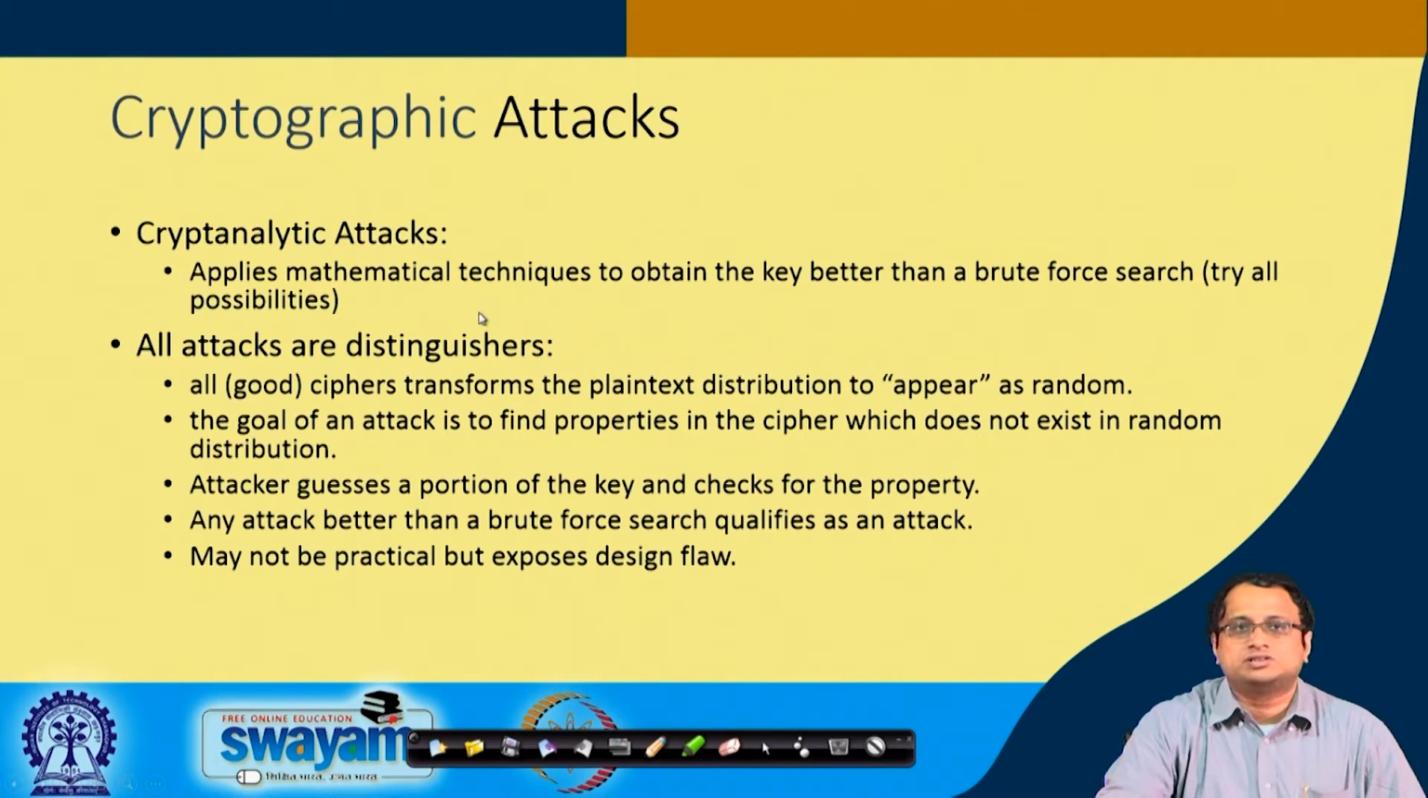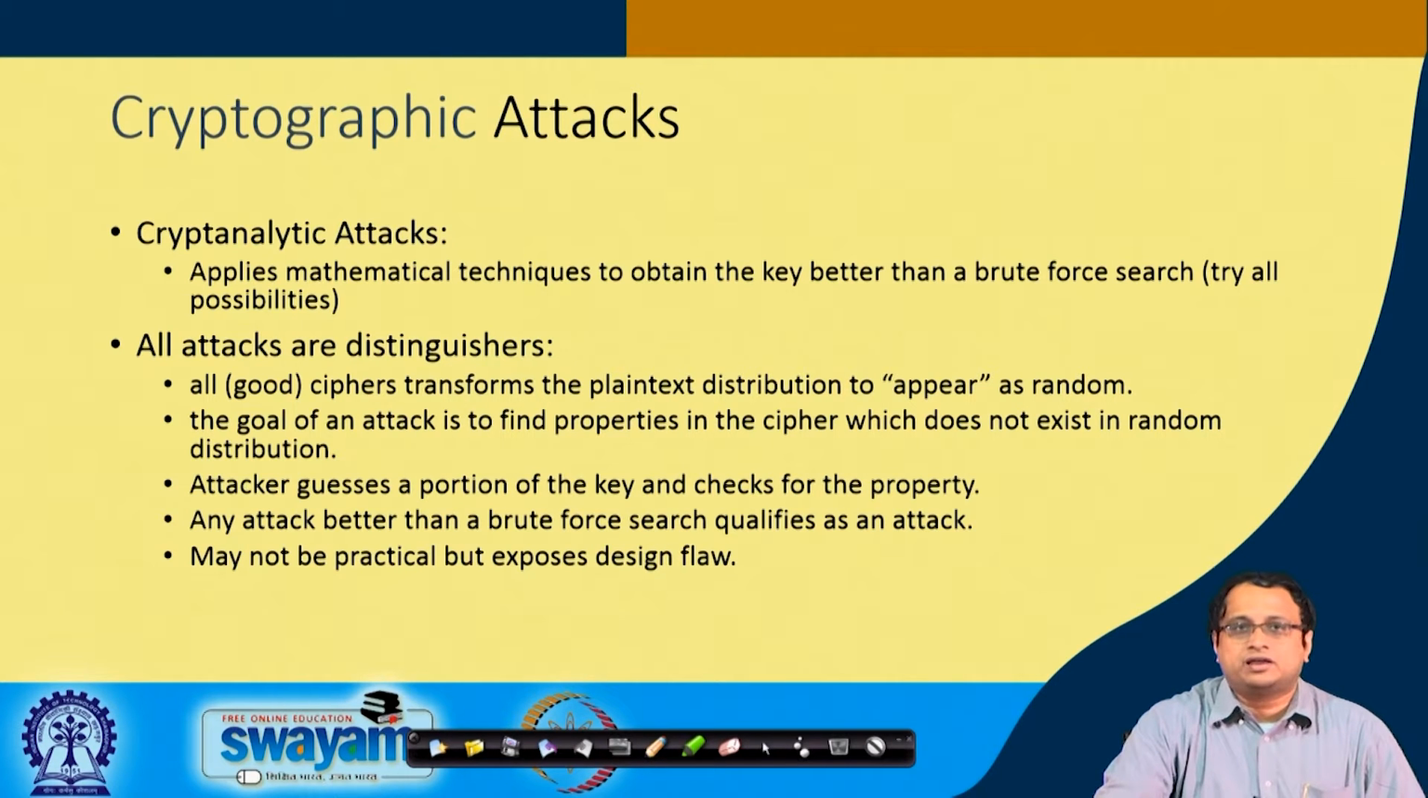So, therefore, we will see that most of the attacks that we essentially see are based on something which is called a distinguisher, because a good cipher essentially tries to randomize things. For example, it tries to transform the plain text distribution to appear as random in the cipher.